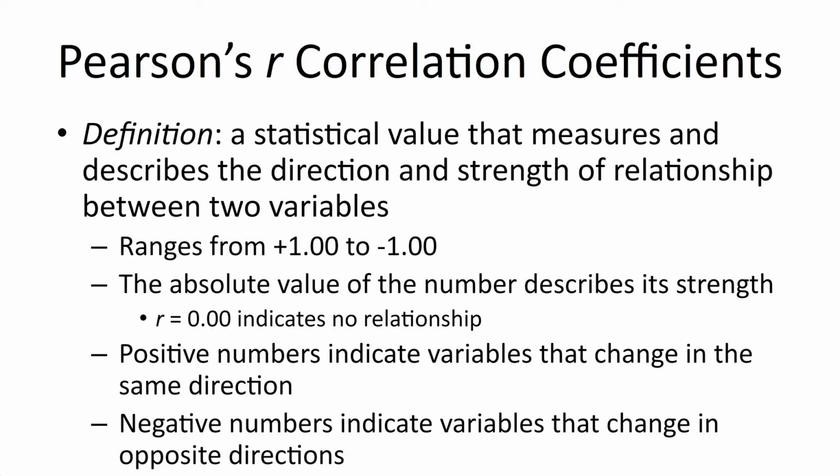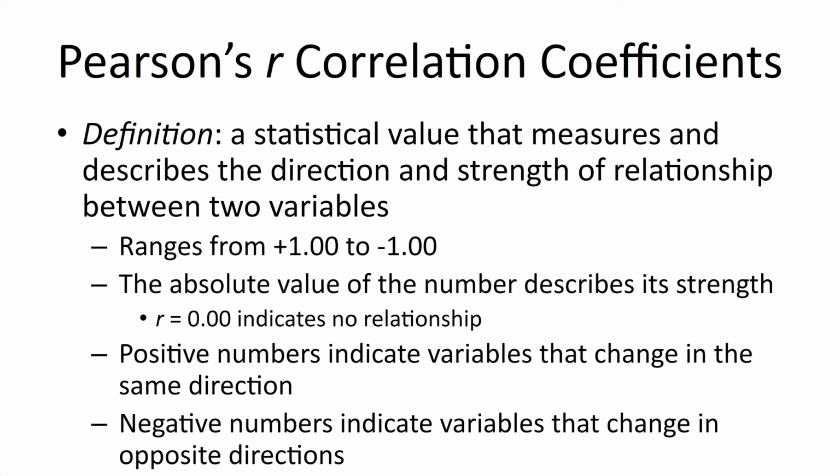Now, the number tells you two things. The absolute value of the number describes its strength. So if it's close to +1, it's very strong. If it's close to -1, it's very strong. And if it's close to 0, then it's very weak. Now, that's the first thing it tells you, how strong it is. The second thing it tells you is how these variables are related, which is how changes in one variable affect the other. So if it's a positive number, that indicates that they're changing in the same direction.